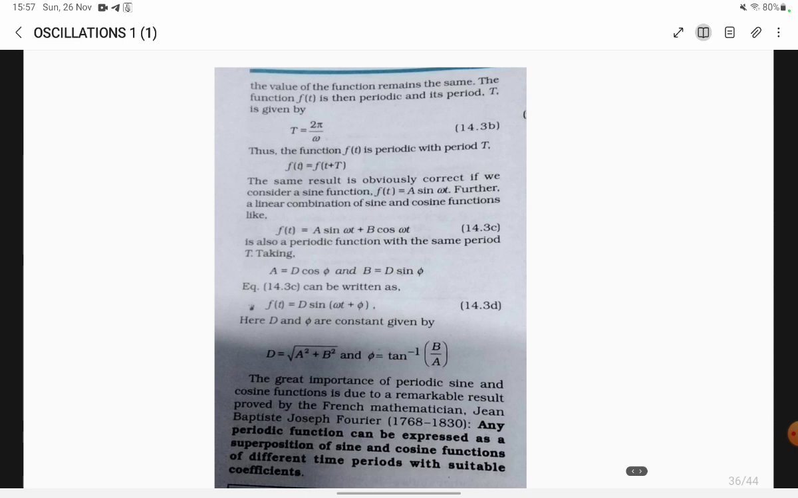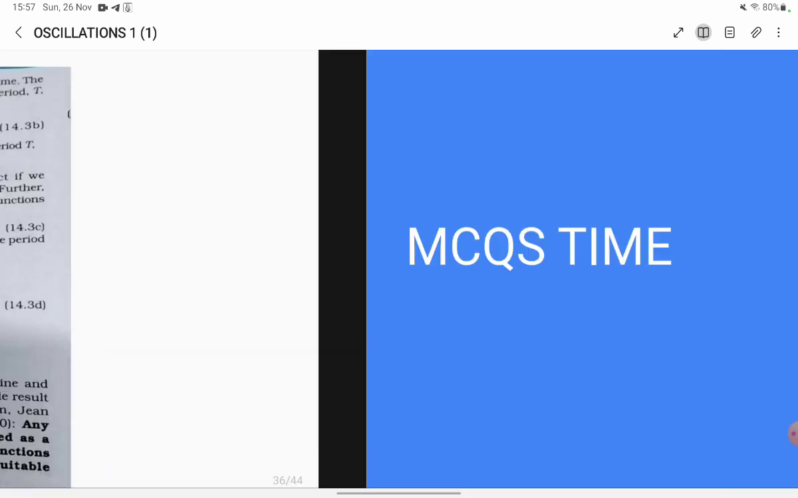Next, the value of the function remains the same. So after all this, we will get the final equation as f of t is equal to f of t plus capital T. Remember that equation, and remember the scientist name Jean-Baptiste Joseph Fourier. He gave the statement, any periodic function can be expressed as a superposition of sine and cosine functions of different time periods with suitable coefficients. So please highlight this statement.